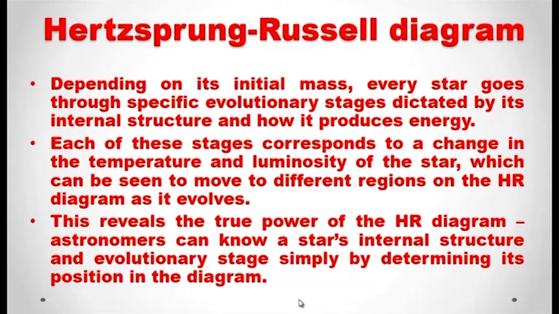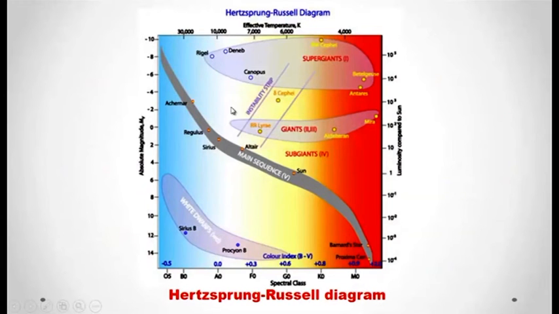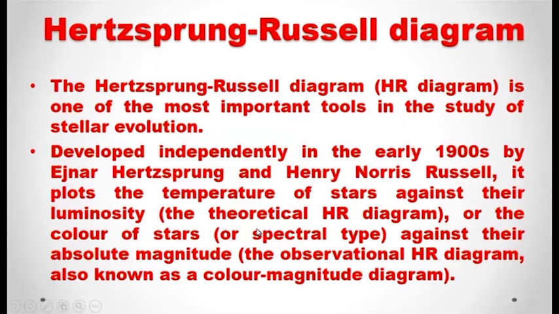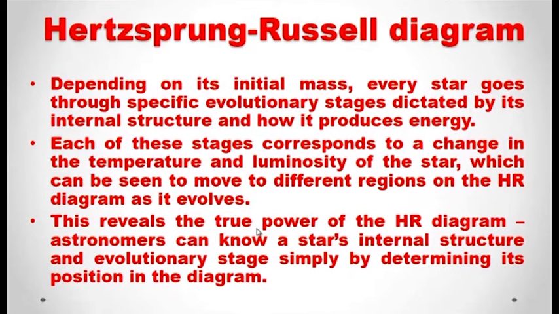Depending on its initial mass, every star goes through specific evolutionary stages dictated by its internal structure and how it produces energy. Each of these stages corresponds to a change in the temperature and luminosity of the star, which can be seen as a move to different regions on the HR diagram. So here in this HR diagram, you can see 4 different regions, and stars move to these regions based on their luminosity and temperature.